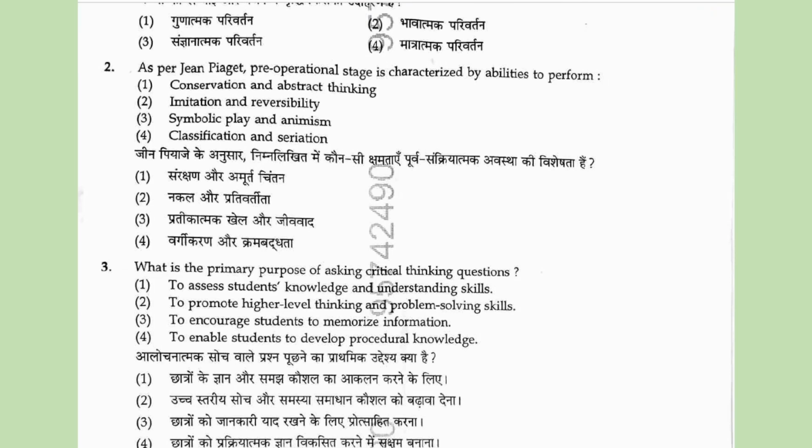As per Piaget, pre-operational stage is characterized by symbolic play and animism. Conservation comes in the concrete operational stage. Classification and seriation will also come in the concrete operational stage. Imitation and reversibility also come in the concrete operational stage. So in the pre-operational stage, we have symbolic play and animism.